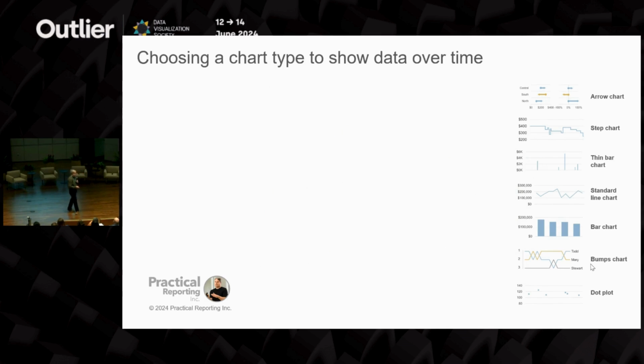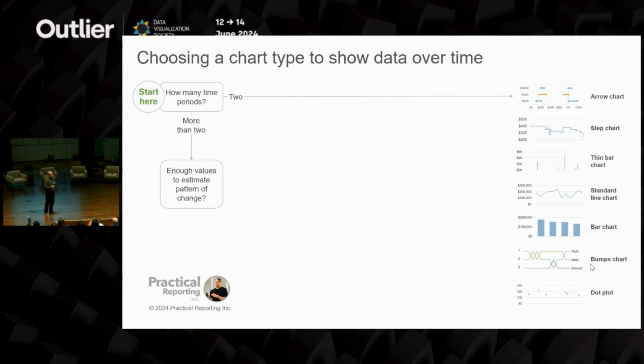So we might first ask, okay, how many time periods do we have? Because if we only have 2, we're going straight to an arrow chart, right? That double arrow chart showing the absolute or nominal change and the relative change. So if we have more than 2 time periods, well, then our next question might be, do we have enough values to estimate the pattern of change? Because if we don't, we go straight to a dot plot, right? All the other chart types are going to be misleading if we're missing too many values. Let's say no, we have lots of values, we're not missing very many.